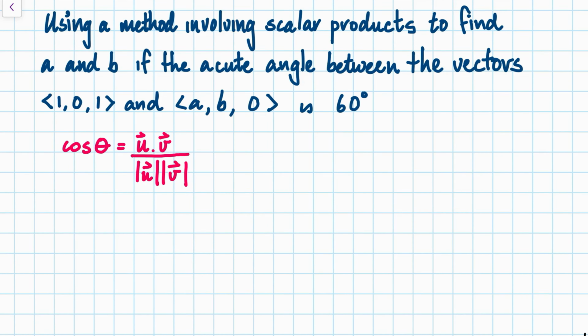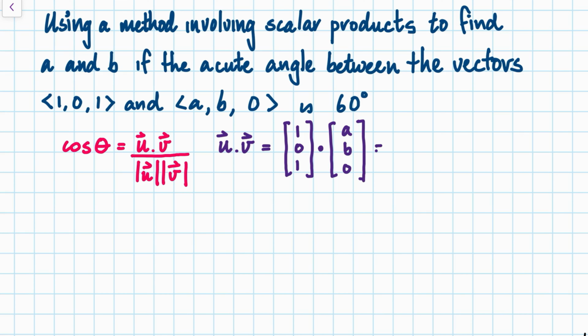So in this case, what we're going to do to start with is work out the dot product of, we'll call (1, 0, 1) vector u and (a, b, 0) vector v. So u dot v is equal to (1, 0, 1) dot (a, b, 0). Now this is going to be 1 times a plus 0 times b plus 1 times 0, which is equal to a. Fantastic.